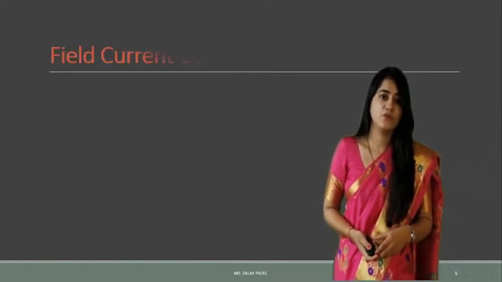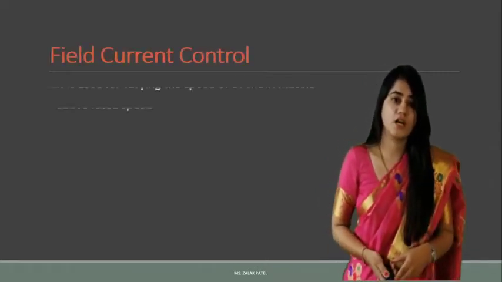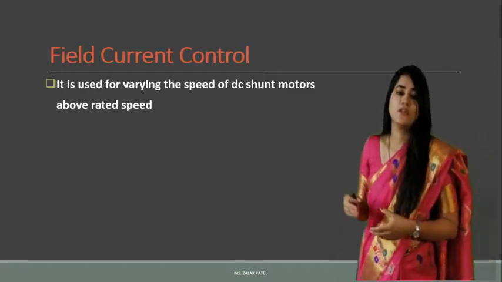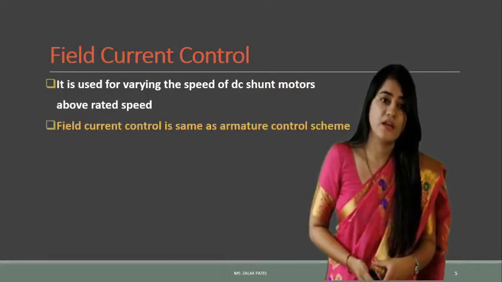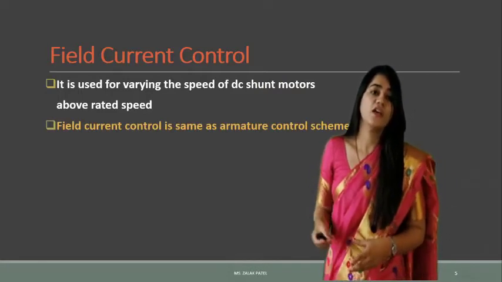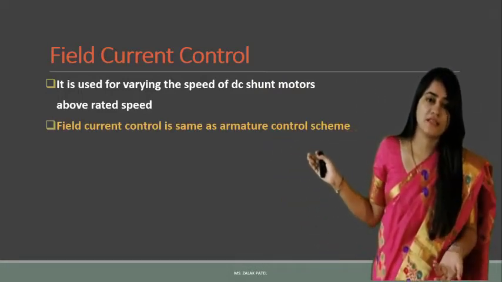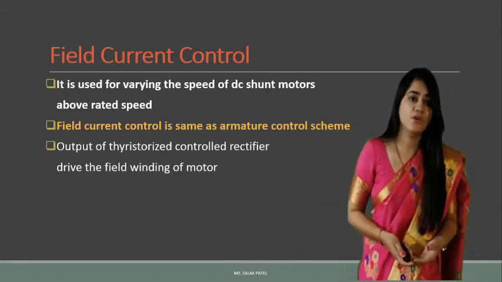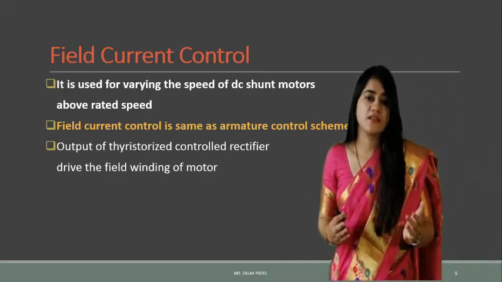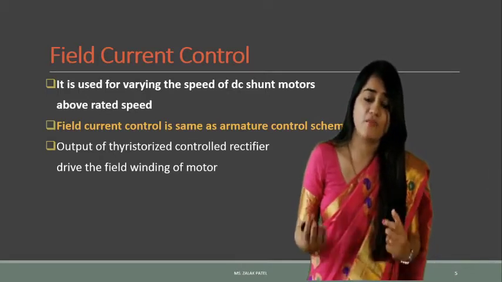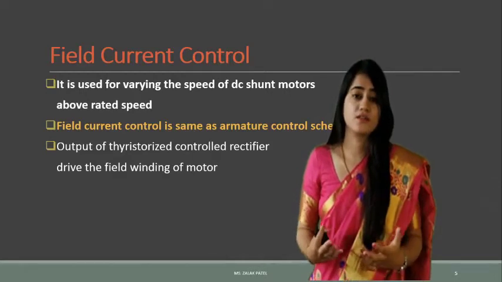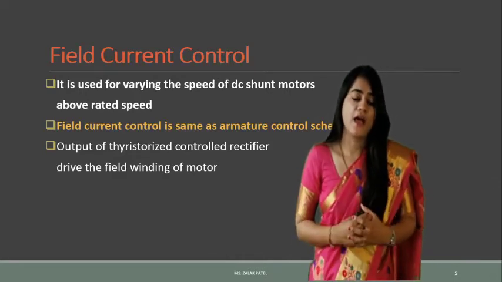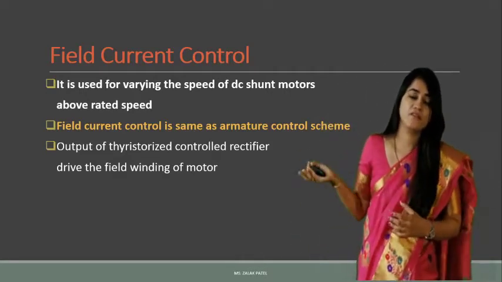Next is field current control of the voltage. For field current control, the DC shunt motor can be used, and it is generally preferred above rated speed. Here the field current control is the same as the armature current control, and the output is given to a thyristorized controlled rectifier. It means here you can use any thyristor circuit, like the SCR, DIAC or TRIAC, to get the field control of the motor.